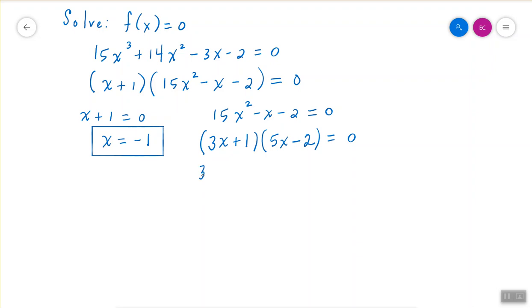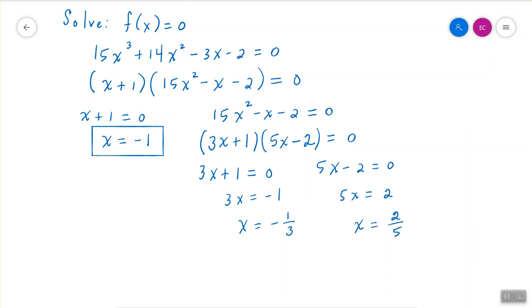Okay, last step. Take the linear factors and set them equal to 0 and solve for x. 3x is negative 1, so x is negative 1/3. Or 5x is 2, so x is 2/5. So we could box those up.